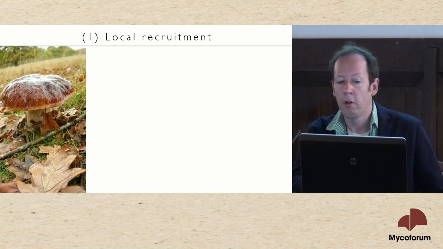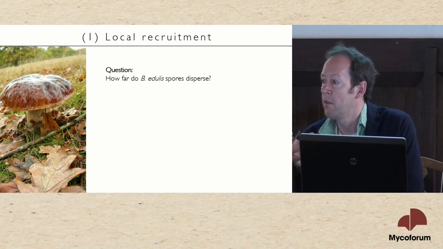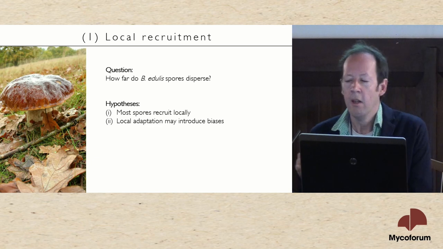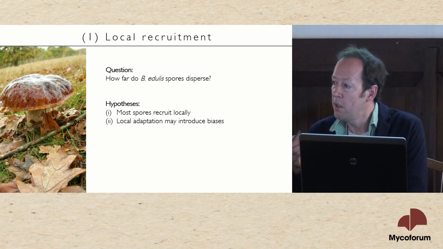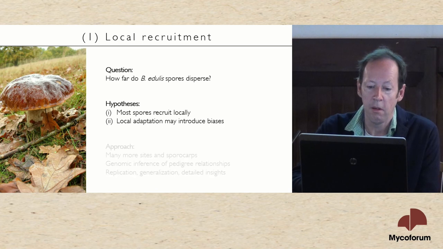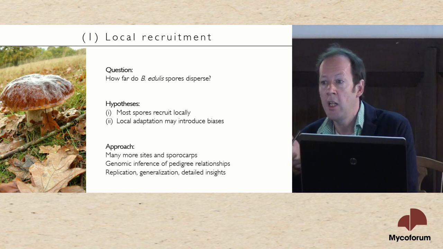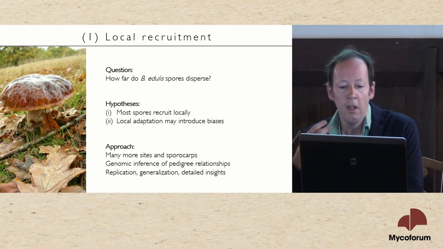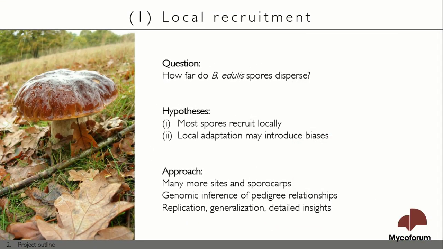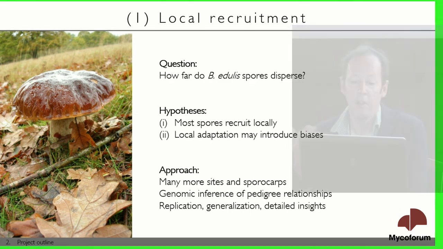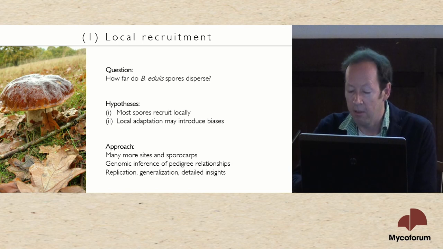First of all, we want to understand more about local recruitment. The key question here is, how far do the spores disperse? Based on the results of the pilot study, we think that most spores recruit locally, but it's possible that local adaptation to specific host trees could introduce biases. Basically, the approach is to incorporate many more sporocarps under different tree species from many more sites, and we use advanced genomic methods to reconstruct pedigrees for these sites. So we want to learn exactly how individuals are related, and this will allow us to determine how dispersal events took place. And so we hope to be able to replicate our original study, to generalize it across different host trees and locations, and to gain more detailed insights.